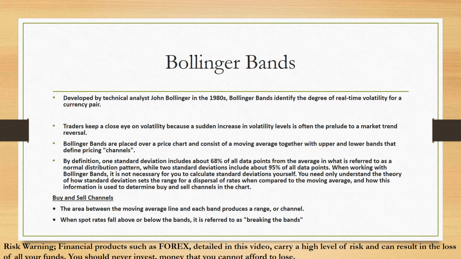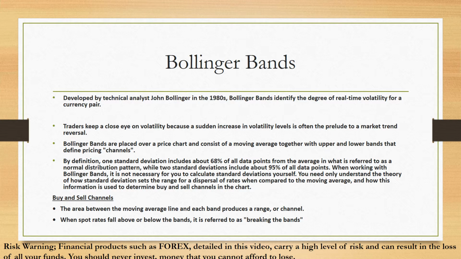The next pricing technical indicator we move on to is Bollinger Bands. They were developed by the analyst John Bollinger in the 1980s, and essentially these identify the degree of real-time volatility for each currency pair. As traders, we like to keep an eye on volatility because a sudden increase in volatility often precedes a market trend reversal. Bollinger Bands are placed over a price chart and consist of a moving average together with an upper band and a lower band, and these essentially define pricing channels.